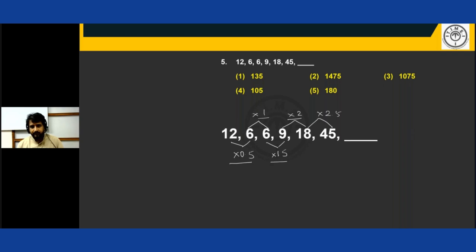So 18 into 2.5: 18 twos are 36 and half of 18 is 9. So 36 plus 9, 45. Perfectly matching. So what will be next? 3. So 45 into 3 is 135. So the required number is 135. So the logic is into 0.5, into 1, into 1.5, into 2, into 2.5 and into 3. Right? Now move to the next question.